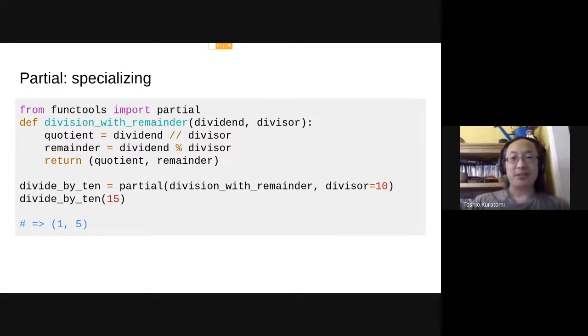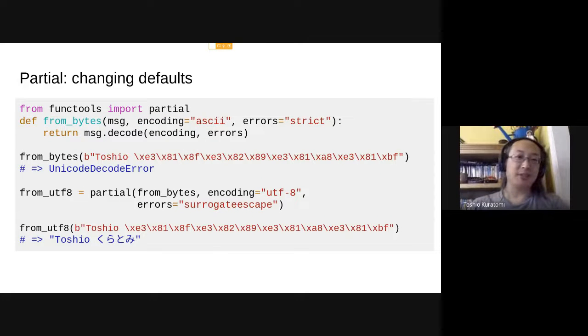So that's partial. That's using it for specializing a function, making it so that it's going to apply certain hard-coded values to some of the function's parameters. You can also use partial to change defaults.